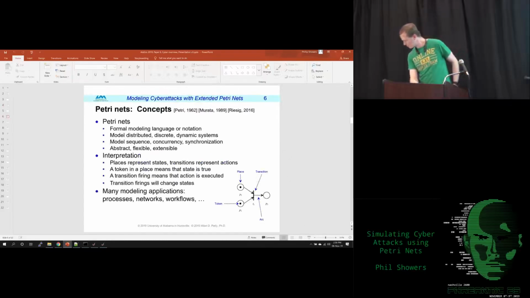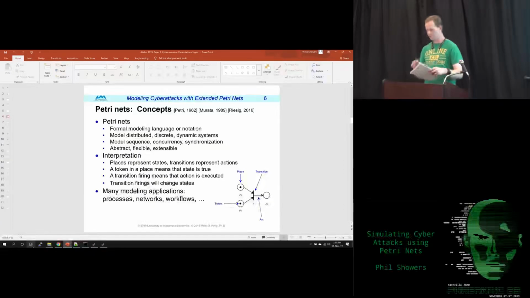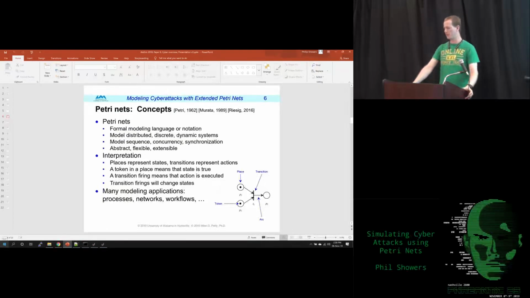Basically, what is a Petri net? So Petri nets were formalized in 1962 by Carl Petri. He originally defined them to describe chemical processes. So I'm going to use terminology here, places and transitions. What he was describing was states and transitions, and when he said the word state, what he was talking about was a particular amount of some substance.